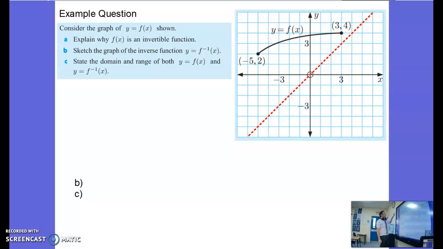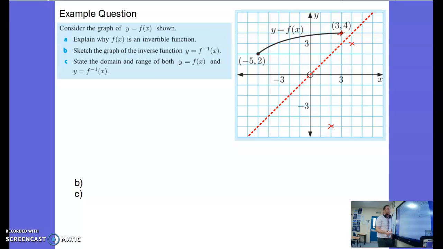So, what I want to do to reflect this graph in here is look at some of these coordinates. We've got 3, 4 here. Well, we know that the inverse will have the opposite of that, 4, 3. So this is a coordinate on that line. Down here, minus 5, 2 will become 2, minus 5. So I'll go to 2, minus 5, is there.